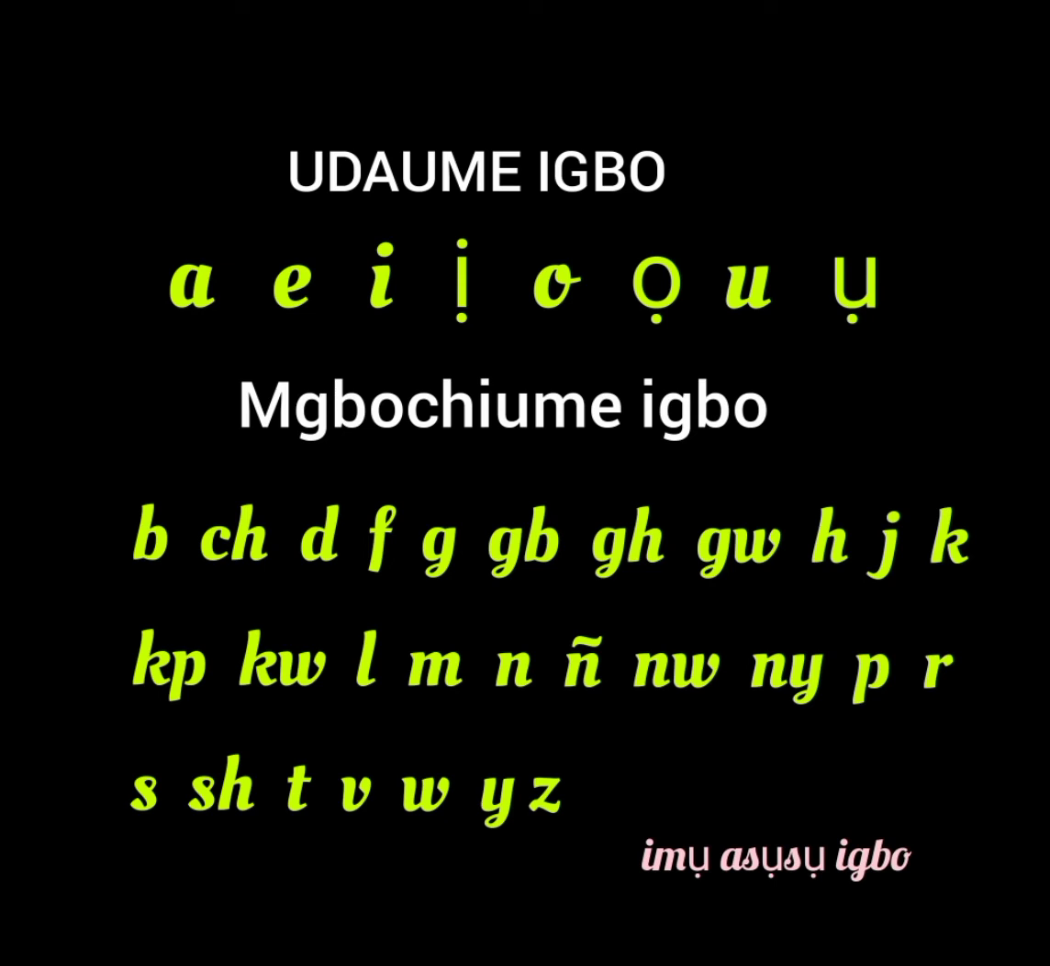Udaume are vowels, while umbochiume are consonants. In the Igbo alphabet, we have the double and the single consonants, and we have the letters that are dotted and the ones that are not dotted. That means there are some that are written with diacritics under it or on it, and they are divided into two groups.